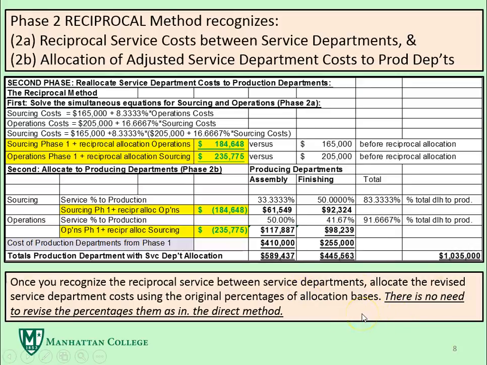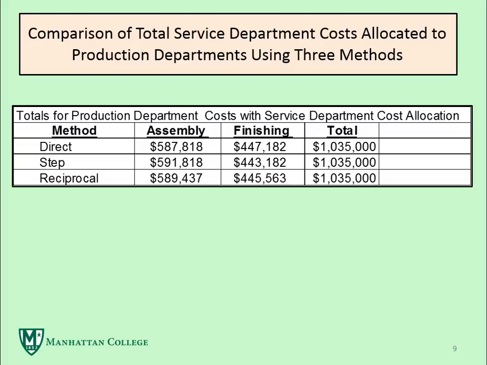Once you recognize reciprocal costs between service departments, you just allocate the revised service department cost using the original percentage. There's no need to revise the percentage as in the direct method. If we look, did it matter much? Not in this case. So maybe if you don't expect there to be a big difference because there's not a lot of inter-service department allocations, it might not make much of a difference. What we still have to do in any of these three methods is take the costs from the service departments and allocate them to assembly and finishing, and we want to use a logical basis that has a relationship.